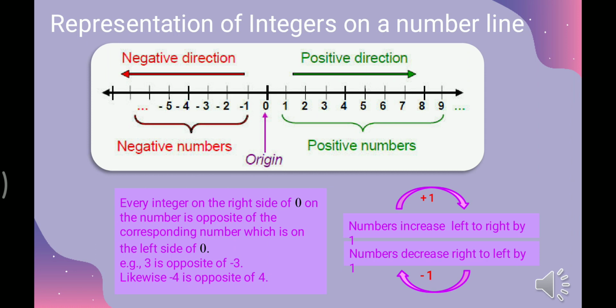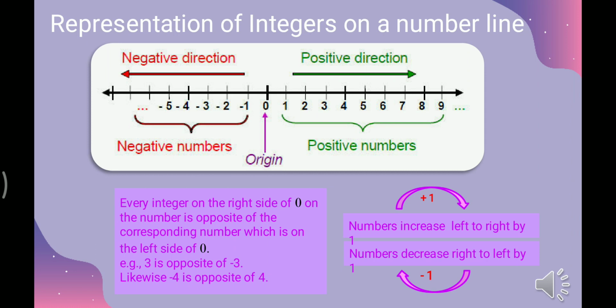Also you can see that each number on the right side has an opposite on the left hand side. For example, number 4, its opposite is minus 4 on the left hand side. Similarly, minus 5 on the left hand side, its opposite is on the right hand side, the number 5. So each number has a corresponding opposite number on the opposite side of it.